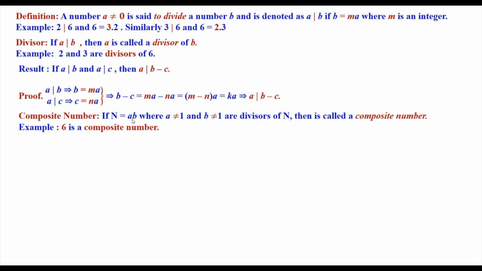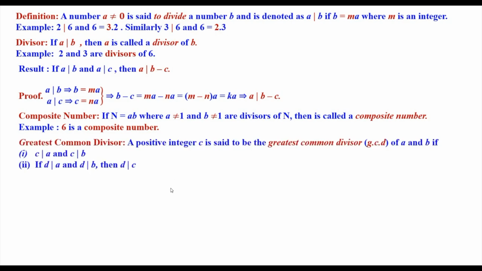That is, if we have either a or b to be 1, say, then in that case n will become a prime number. So whenever any number is written in this way, it is called a composite number. 6 is a composite number because 6 is written as 2 into 3 or 3 into 2. Usually in ascending order we write, where 2 and 3 are prime numbers. That we will see in the next video.